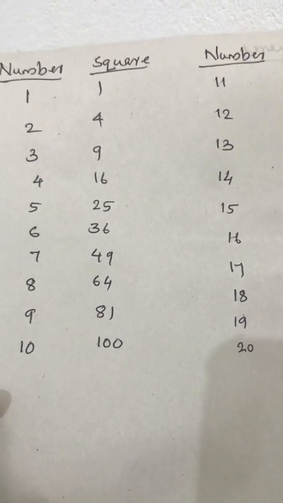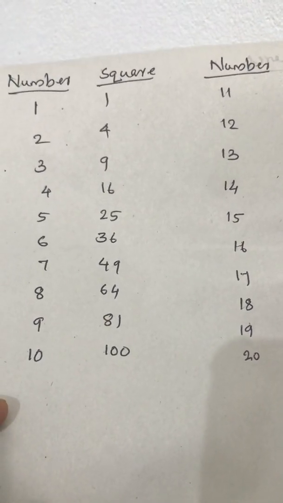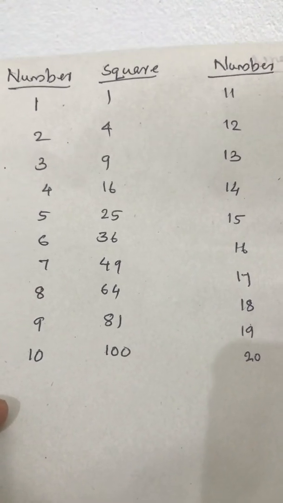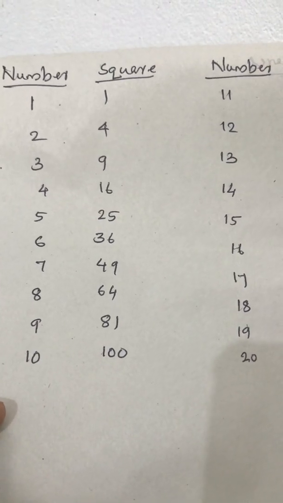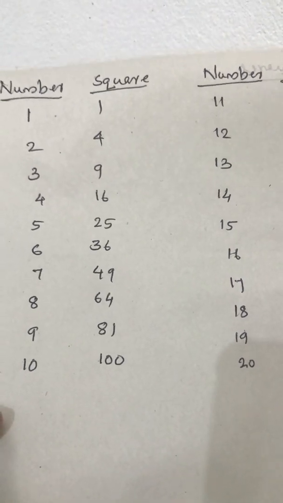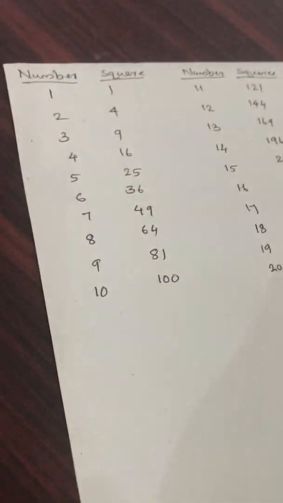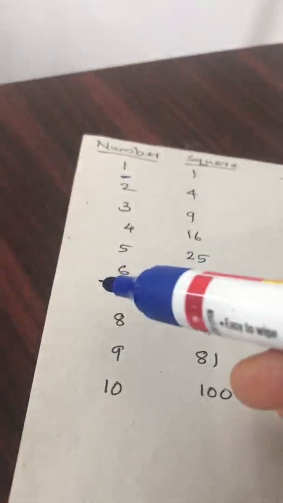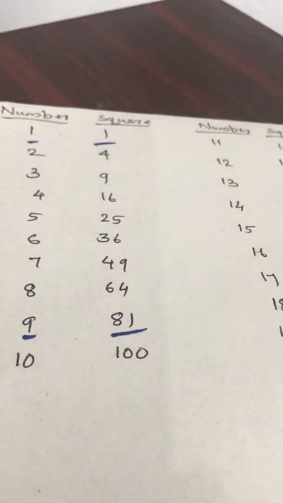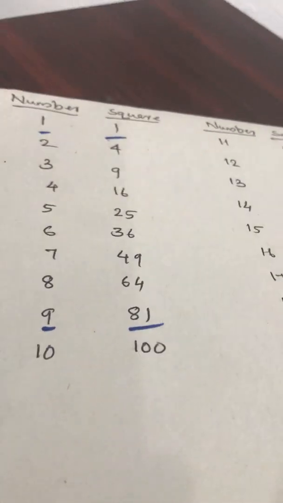So we can say if a number ends in 1 or 9 in its units place, then its square ends in 1. We can see that in this list. Now you look at these numbers 1 and 9. When we check their squares, the units place ends in 1.